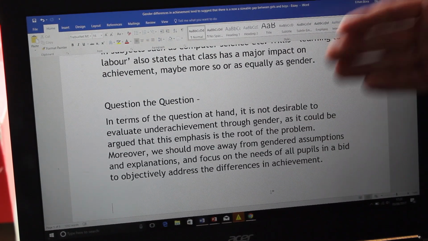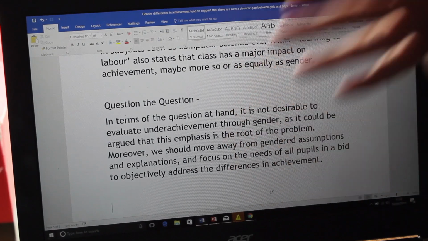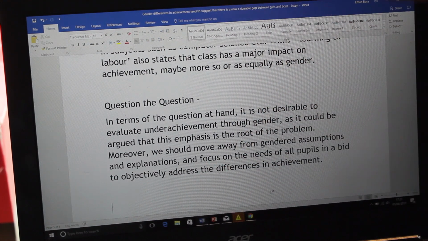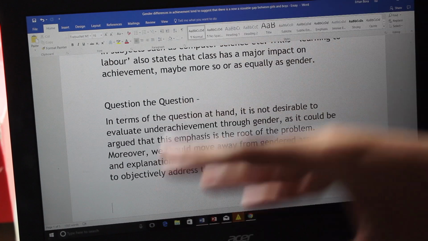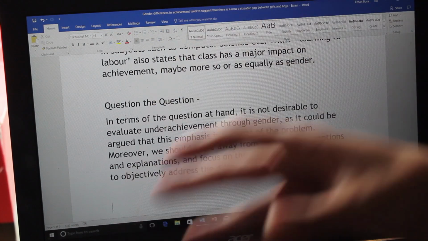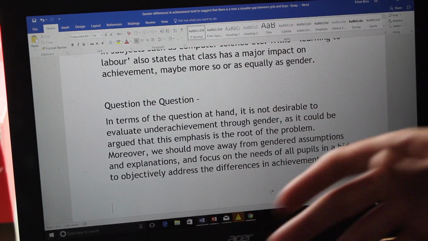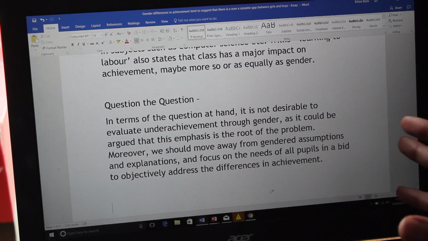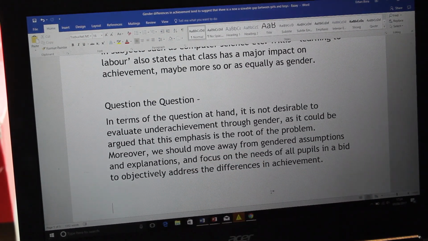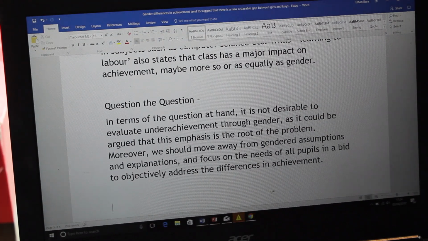So what I'm saying here, okay, you've asked me to look at educational differences through gender, but again, us looking at educational differences through gender is a problem, because you're gendering different groups and saying, because you're working class boys, you're going to be under these sort of pressures, have this sort of culture, be at this position. Because you're a white middle class girl, you're going to succeed. So maybe we should get rid of this whole idea of gender and look at what's happening within our own education system and how to get these people to succeed. Moreover, we should move away from gendered assumptions and explanations and focus on the needs of all pupils in a bid to objectively address the differences in achievement.